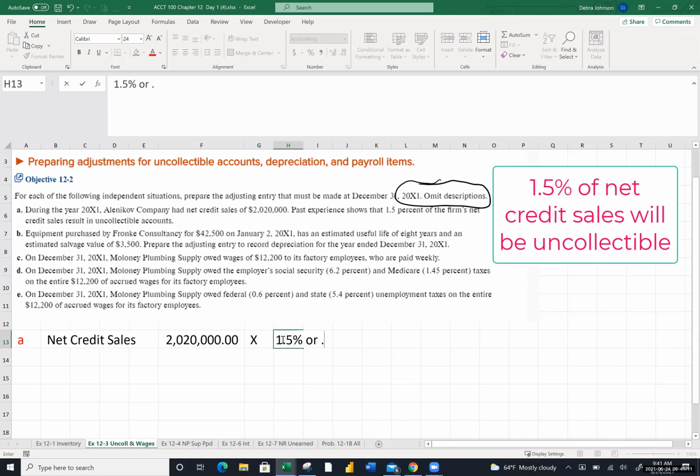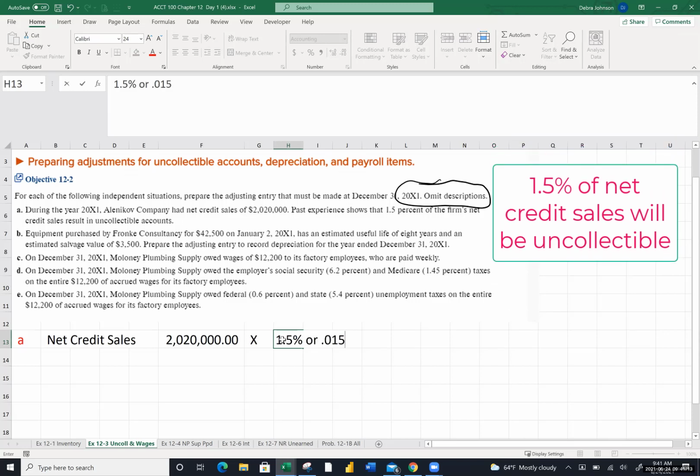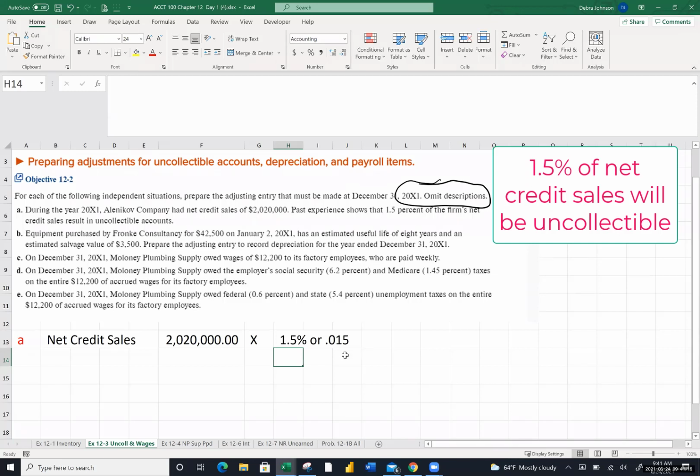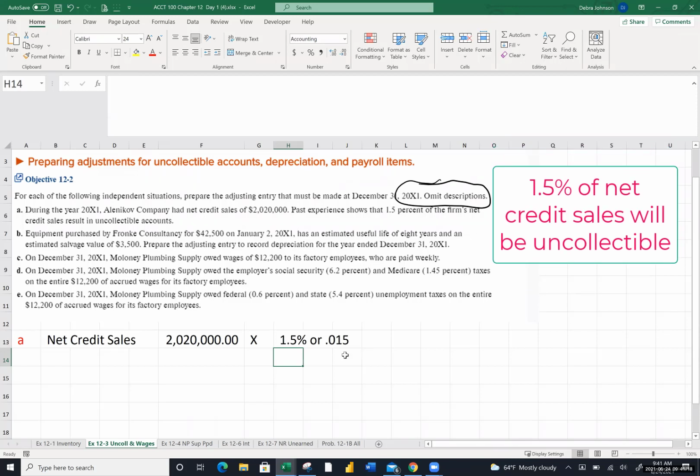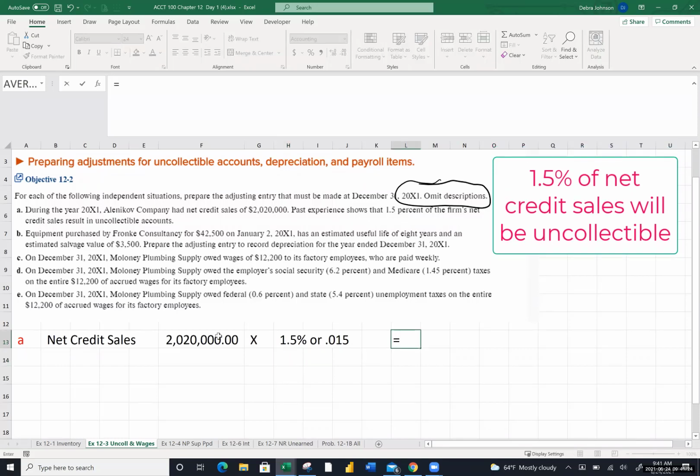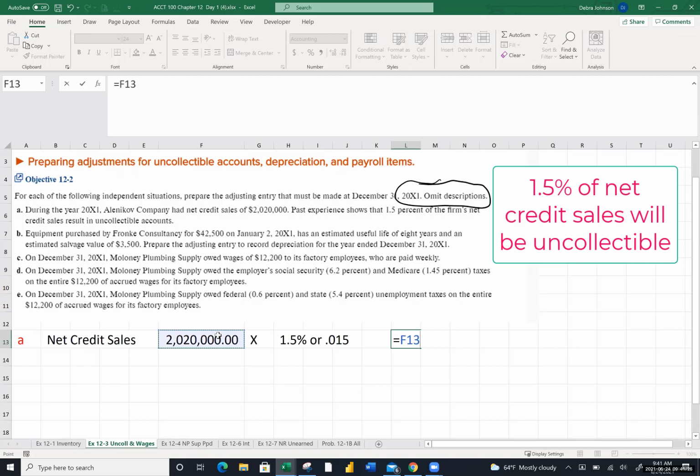If you don't have a percentage key on your calculator, move that decimal 2 to the left, and it would be read as 0.015. So first calculate it. I'm going to take that 2,020,000, and I'm going to put that 1.5% in there. It looks like I missed my multiplication sign. So that's what I just did.